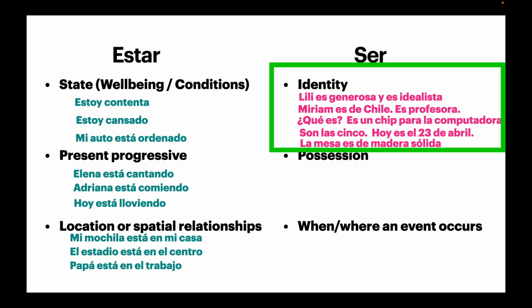What something is made of. Again, this is a trait of a thing, a characteristic. And that's why we use ser. La mesa es de madera sólida. The table is made of solid wood.